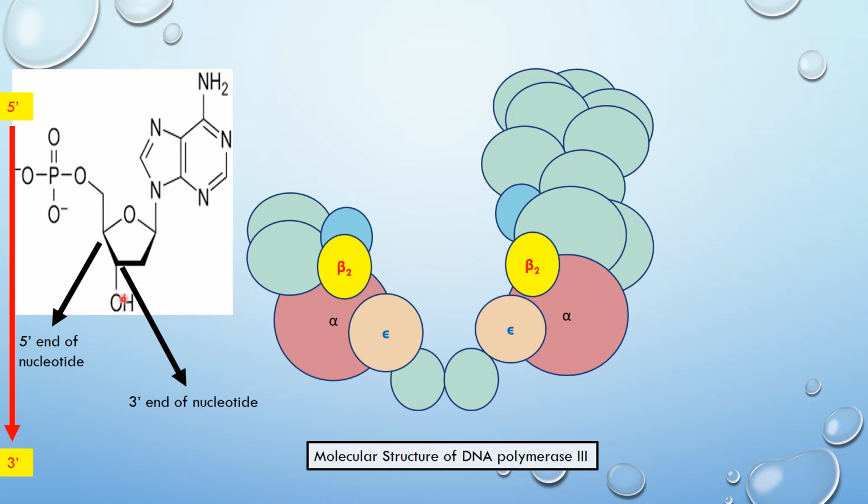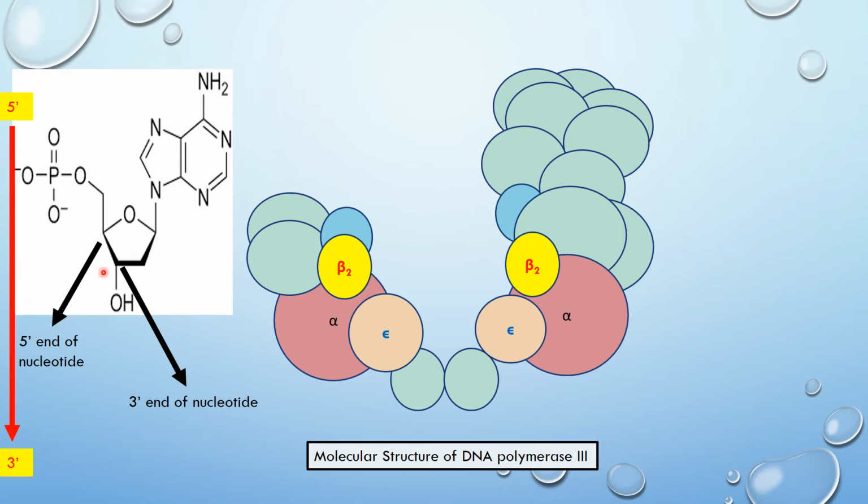At the 3' end, a new nucleotide will be attached, and this work is done by the alpha subunit. Each time, the alpha subunit will add a new nucleotide at the 3' end. So the direction of DNA polymerase 3, while it attaches nucleotides in a newly constructing DNA strand, will be from 5' to 3'. DNA polymerase 3 will move from 5' to 3' direction. Each time, a new nucleotide will be added at the 3' end.